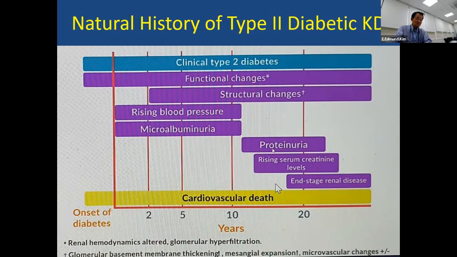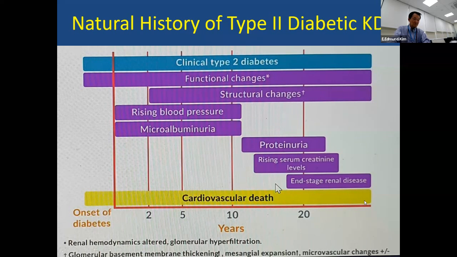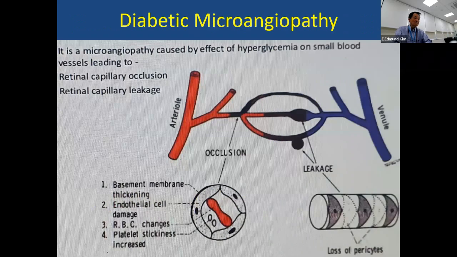So once they have proteinuria, high creatinine, or lower GFR, then that's it. It's a long time period. It's a significant clinical and social problem.